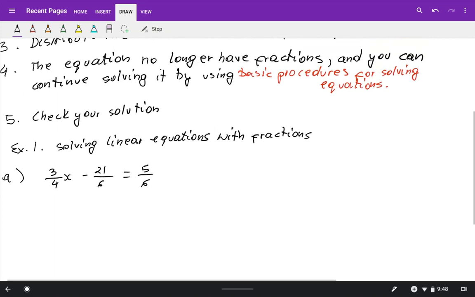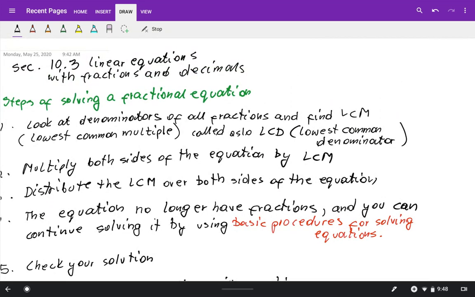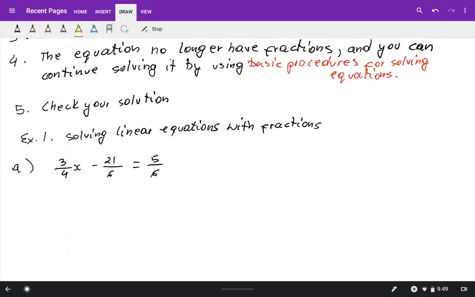Okay, so I'm going back. Step number 1 is look at the denominators of all fractions to find the LCM. In the denominator we have 4, 6, and 6. So we want to find the LCM of 4 and 6, since 6 repeats twice. We're thinking about the lowest number which 4 and 6 can divide. So the LCM will be 12. 4 divides 12 and 6 divides 12.